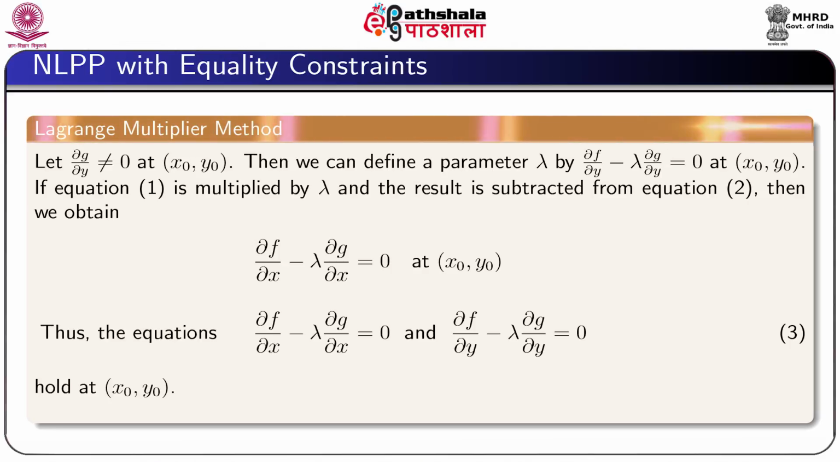Now, if equation 1 is multiplied by lambda and the result is subtracted from equation 2, then we can obtain ∂f/∂x minus lambda ∂g/∂x, which is equal to 0 at (x0, y0). Thus, we have the equations ∂f/∂x minus lambda ∂g/∂x equal to 0 and ∂f/∂y minus lambda ∂g/∂y equal to 0, which hold at (x0, y0).